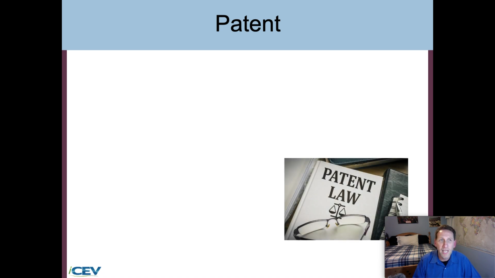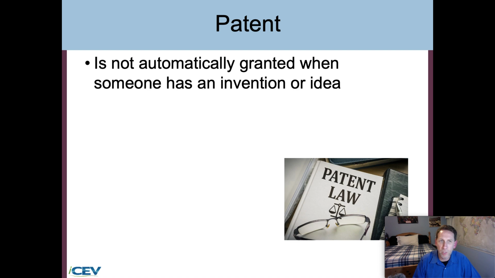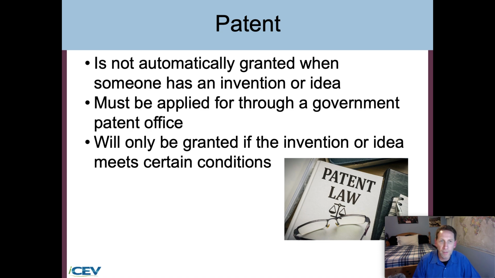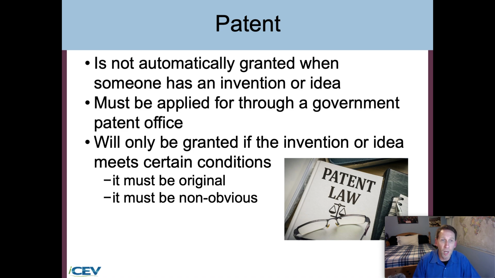Now, a patent is not automatically granted when someone has an invention or an idea. You must apply for a patent through the government patent office, and it will only be granted if the invention or the idea meets certain conditions. It must be original, it must be non-obvious, and it must be useful.